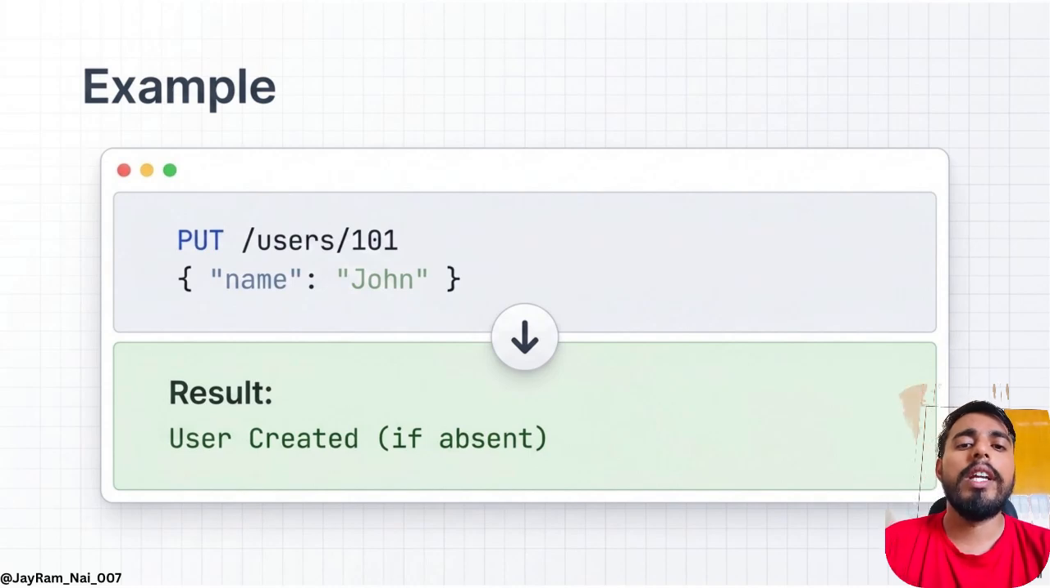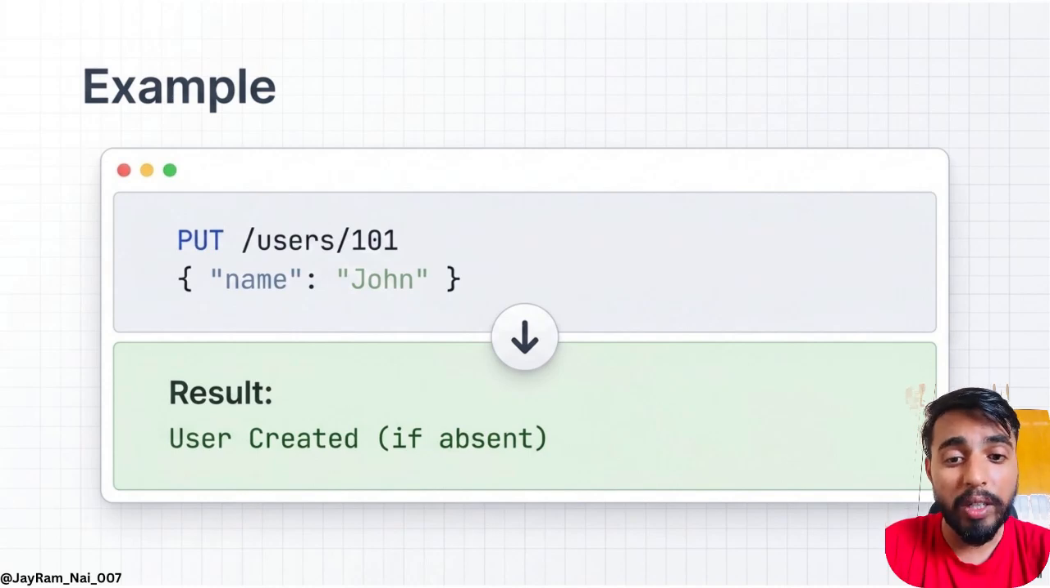Whether PUT actually creates a resource depends on your server's implementation. The HTTP spec allows it, but not every API does it. I'm repeating it again. It totally depends on your server's implementation, your API design only.